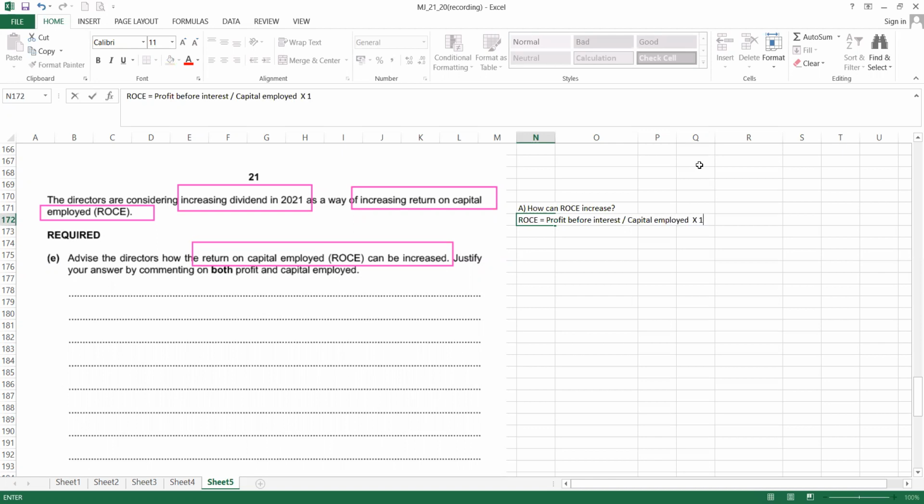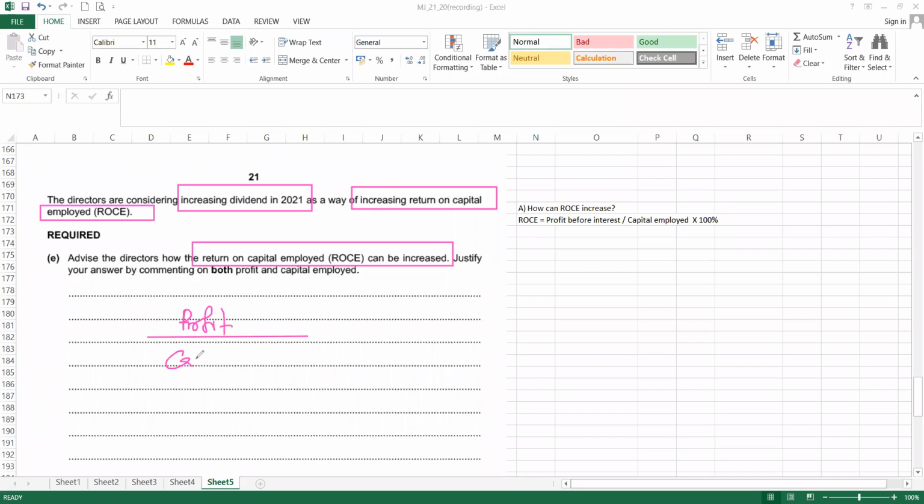Okay, and then times 100%. So if we're using the mathematical concept to do the calculation, this is the profit, and then this is the capital employed. This capital employed is equal to equity plus non-current liability. If we want to make this ROCE increase, we must make the profit increase.